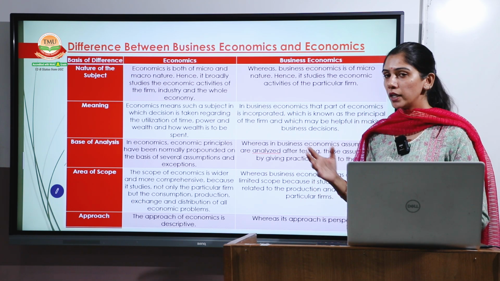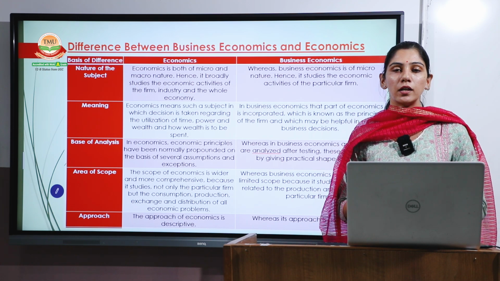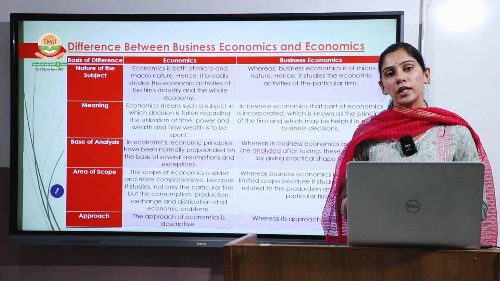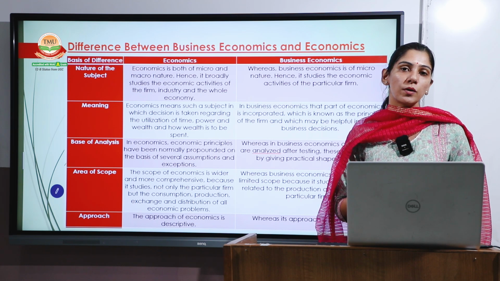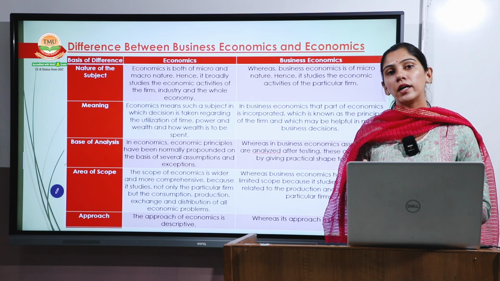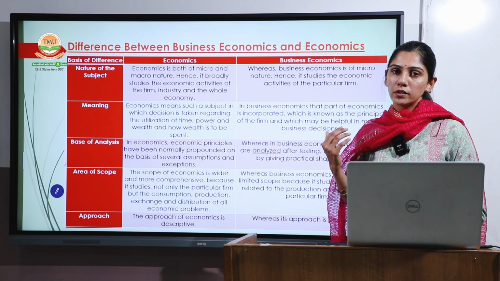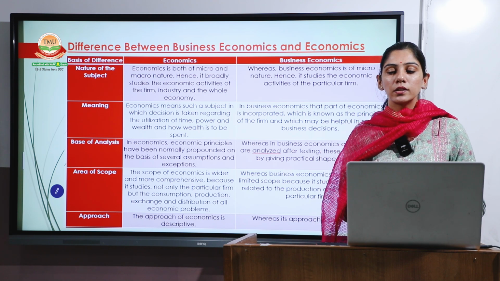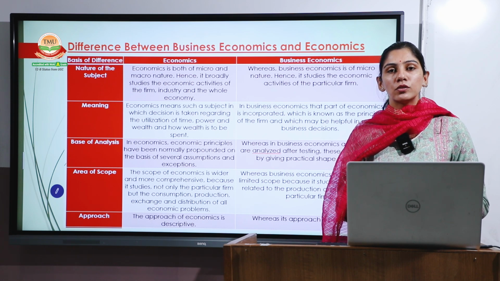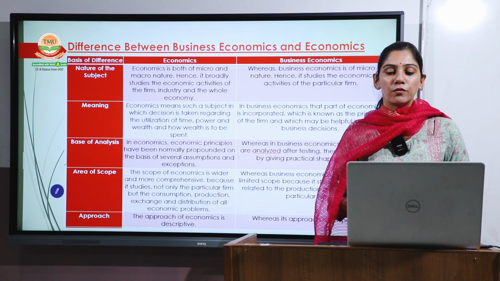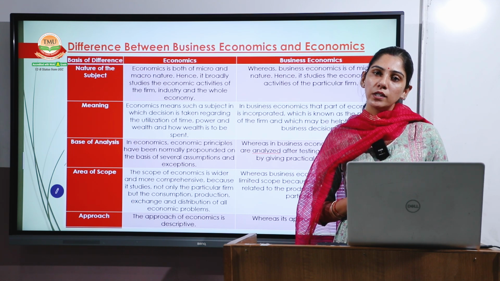Next basis is meaning. Meaning of economics. Economics means a subject in which decisions are taken regarding the utilization of time and resources in such a manner that everyone gets maximum satisfaction. Next one is business economics. Business economics is that part of economics which incorporates what is known as the theory of the firm and which may be helpful in making various business decisions.